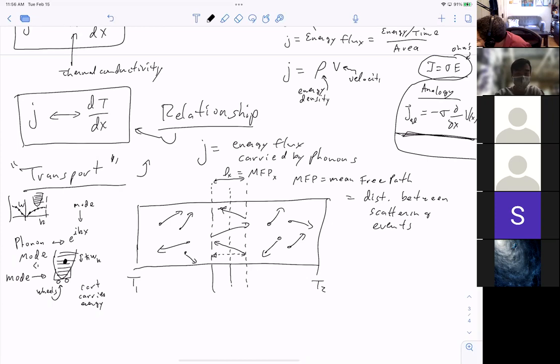And so the energy in the little cart, energy per mode, is going to be equal to n times h bar omega. Right? Where n is the Bose-Einstein distribution function, we calculated that. So that mode is carrying that much energy. That's the way to think about it. So the mode is a little cart that carries that much energy.